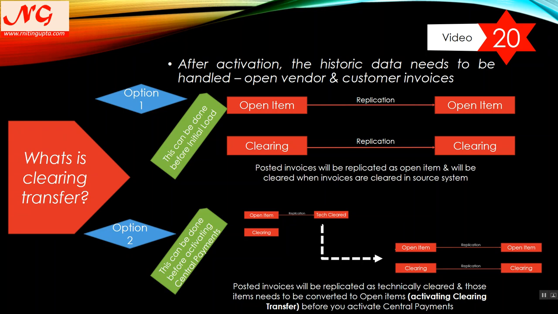Scenario two: the posted invoice will be replicated as technically cleared, and those items need to be converted to open items before you activate central payment. So everything is tech cleared in CFIN until you activate your central payment, but you run the clearing transfer functionality so that all your tech cleared items are open, so that you can use the functionality of central payment. So these are the two options.